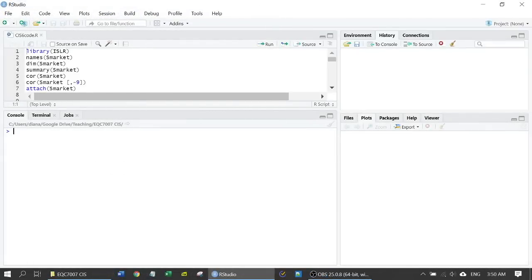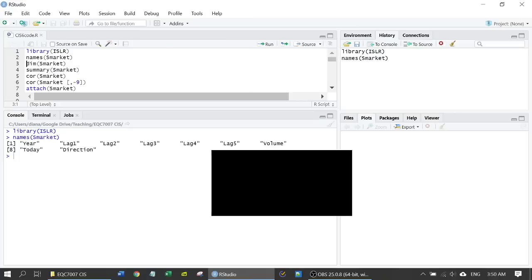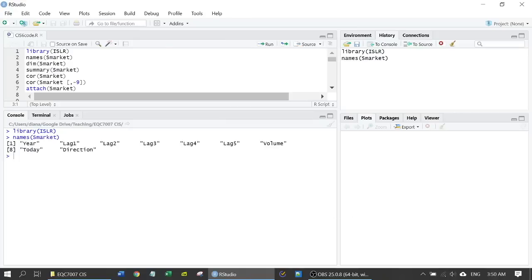So in this lab session, we are going to examine some numerical and graphical summaries of the S-market data. This S-market data, you can get it from the library ISLR. What I'm going to do first is load the library ISLR, and we can run any functions that we want. For this exercise, I'm going to run the function names of the S-market just to give me the names of the variables that we have in this data set.